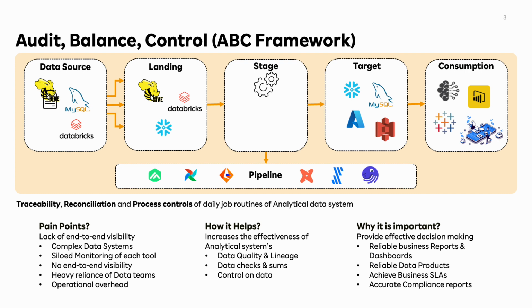So the audit, balance and control framework along with data observability gives you end-to-end traceability and reconciliation of all the jobs that are happening, and also eventually gives the ability to control your processes so that whatever has gone wrong, you can correct that effectively without impacting your business.